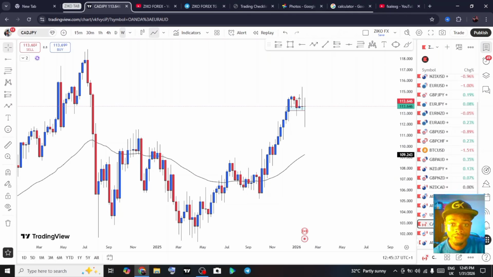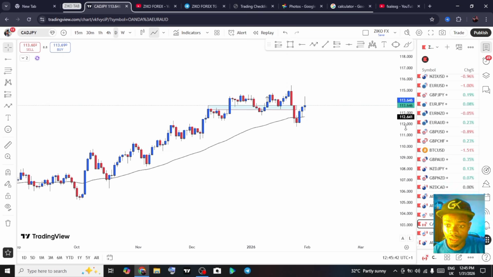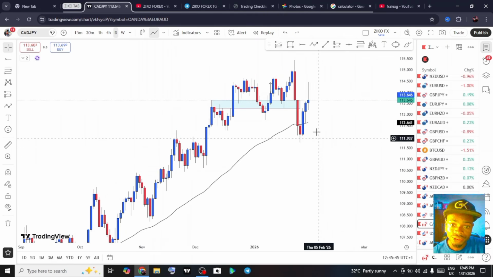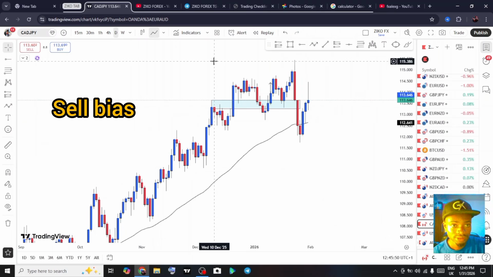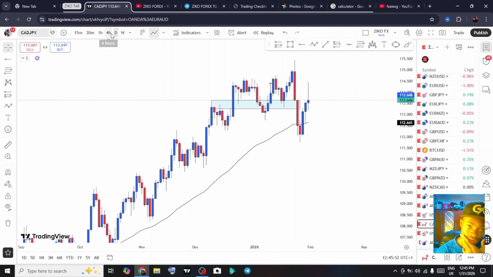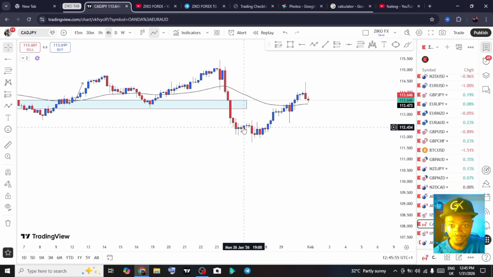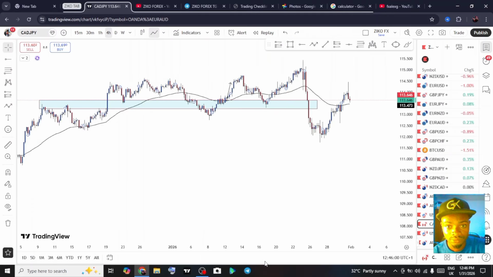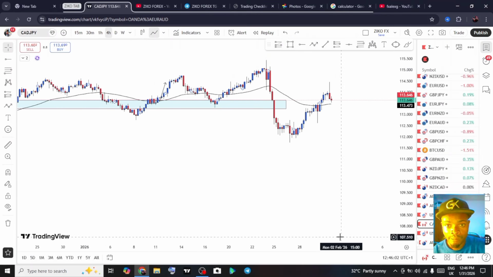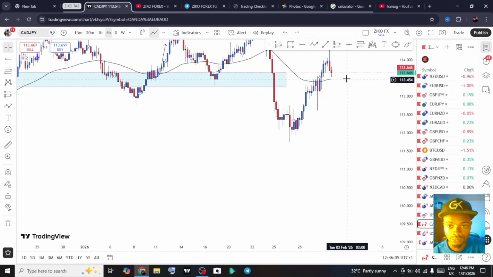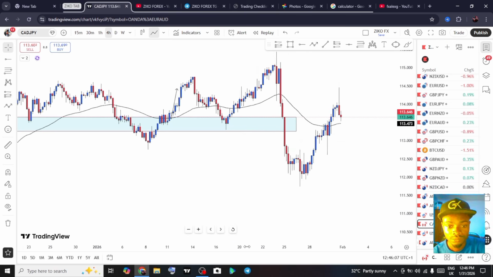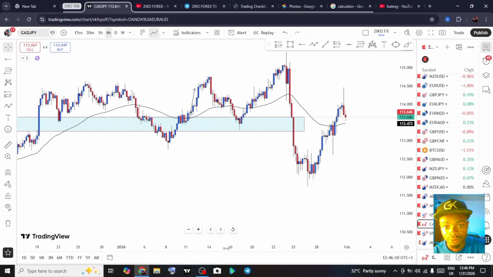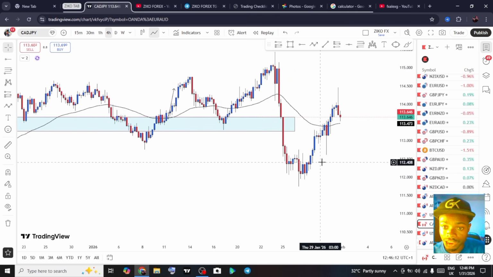CAD JPY. Alright, so let's go to the daily. I want to see something there. CAD JPY is bearish, and we could potentially, wow, all these JPY pairs giving a lot of very indecisive patterning. Actually, I genuinely don't know what to do on CAD JPY, so we'll sit it out.